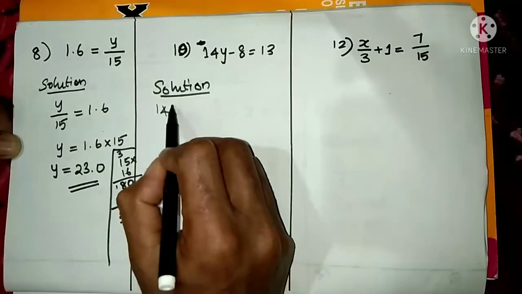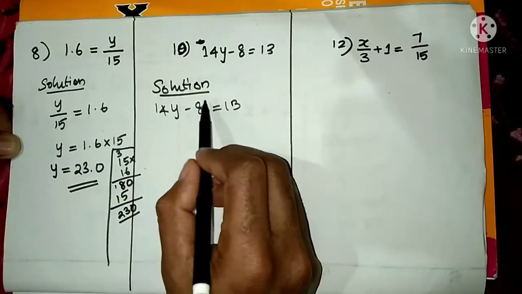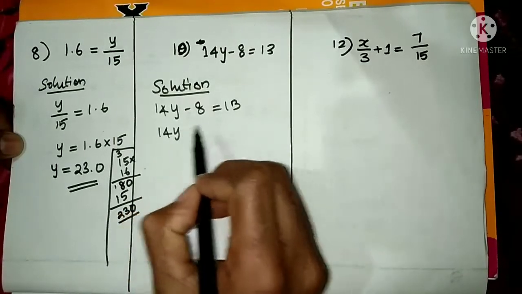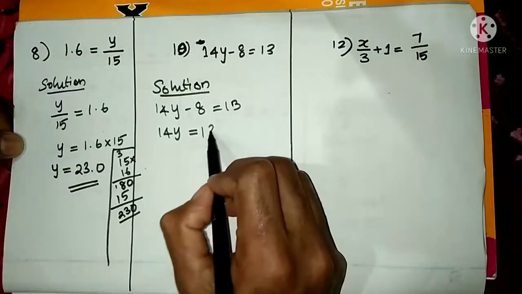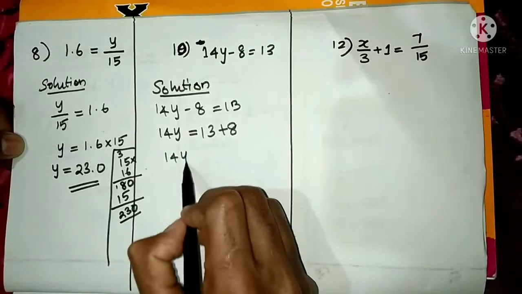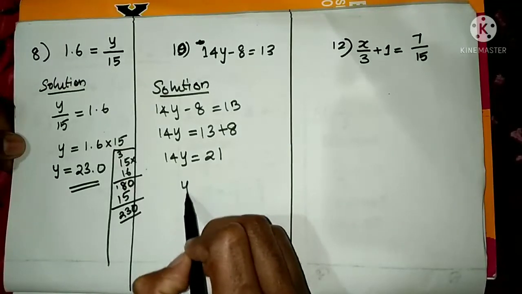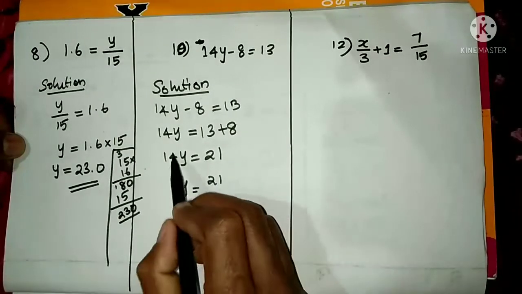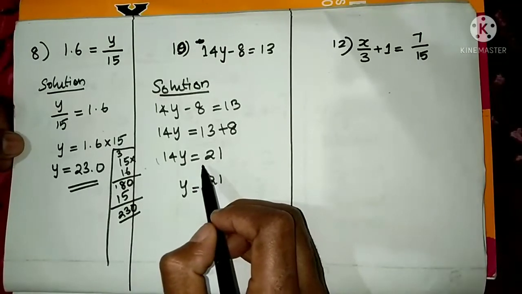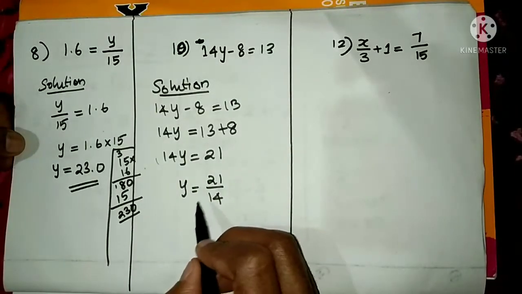Now, let us write the question first. This time we can send this -8 to the right side. So 14y equal to, there is already 13. When we send this side, it becomes +8. So 14y is equal to, when we add these two, we get 21. So now y is equal to 21 over 14. This 14 is multiplied with the y. When we transpose it to the right side it becomes division.